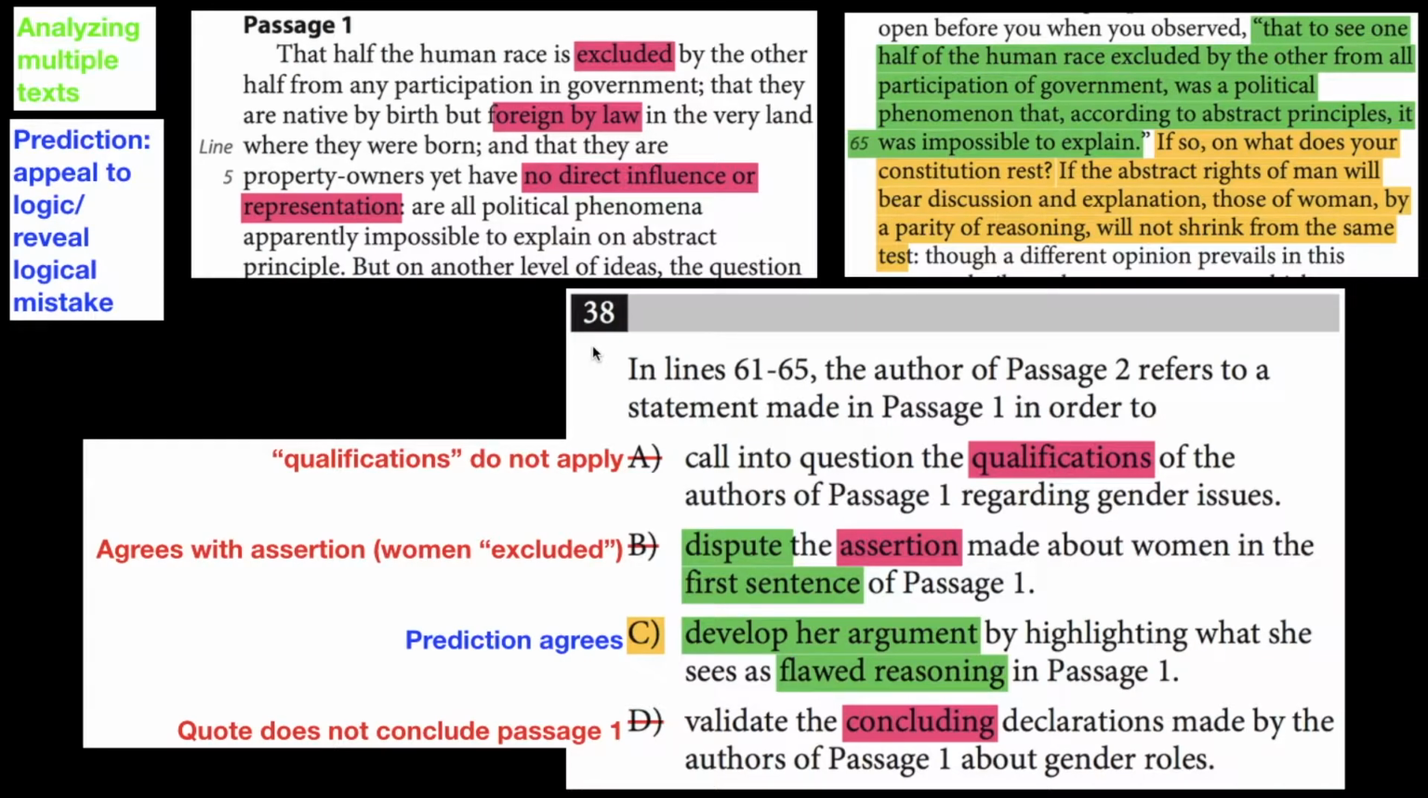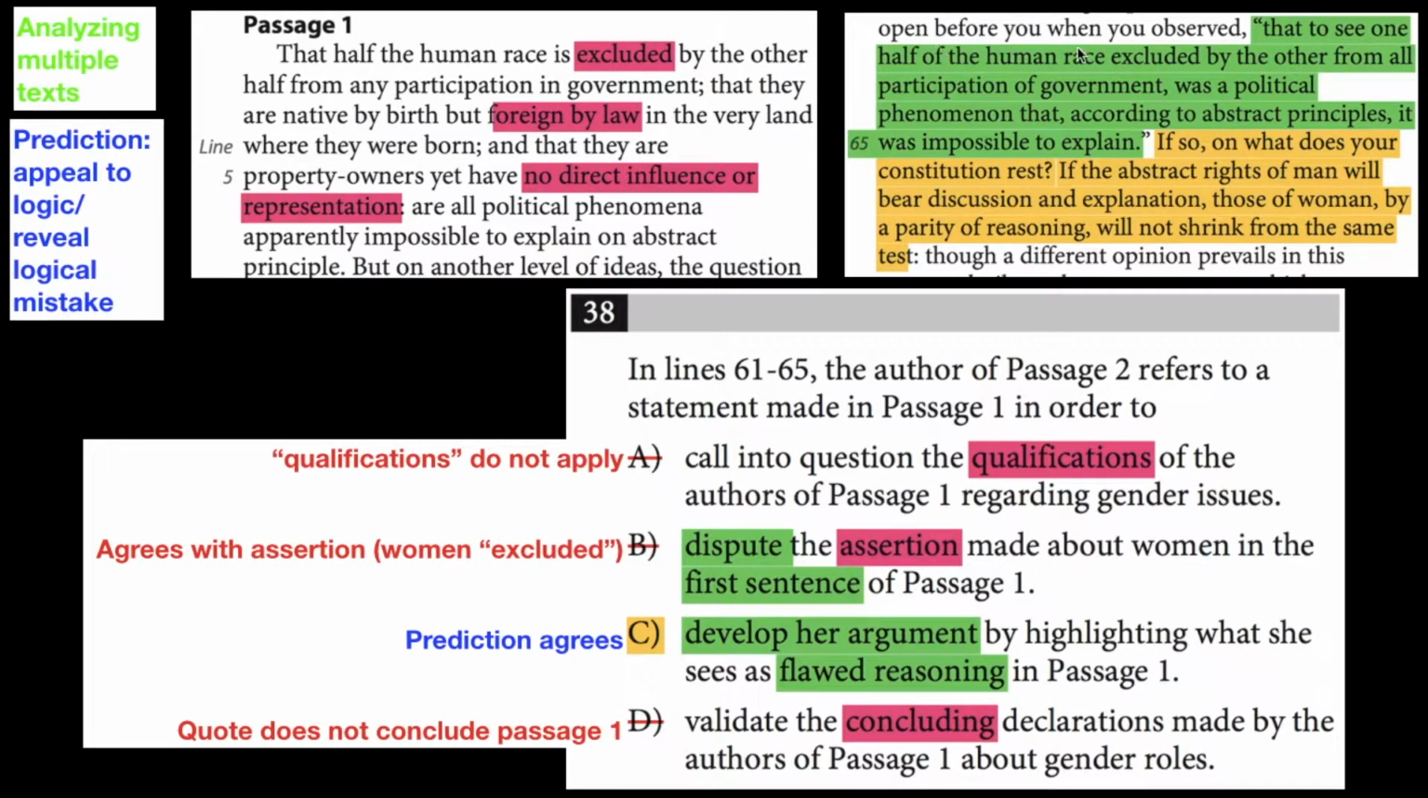Question number 38 is analyzing multiple texts. You have to hold two different passages in your head at the same time. Not an easy thing to do. In lines 61 to 65, and here they are, here's the quote. Passage 2 refers to a statement made in passage 1 in order to do something. Well, let's figure out what the quote is.